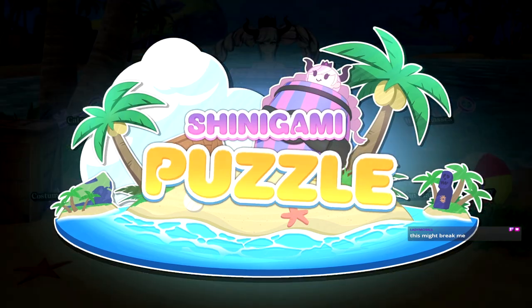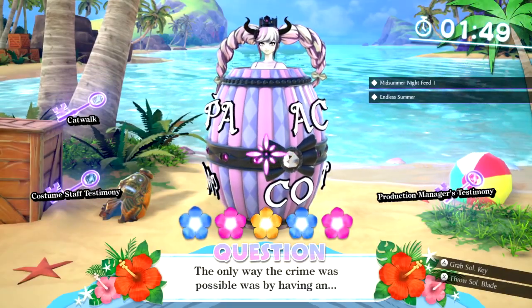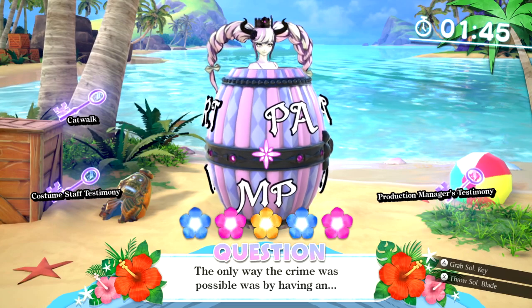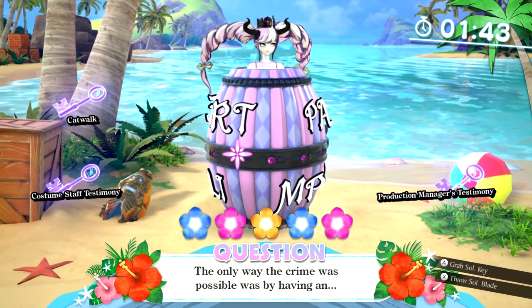Puzzle time! Puzzle it out! The only way the crime was possible was by having... and blank.